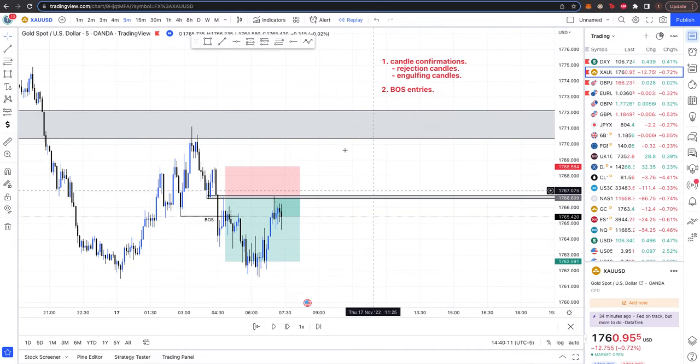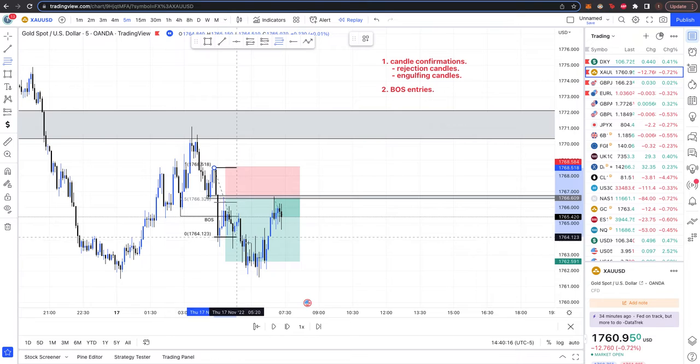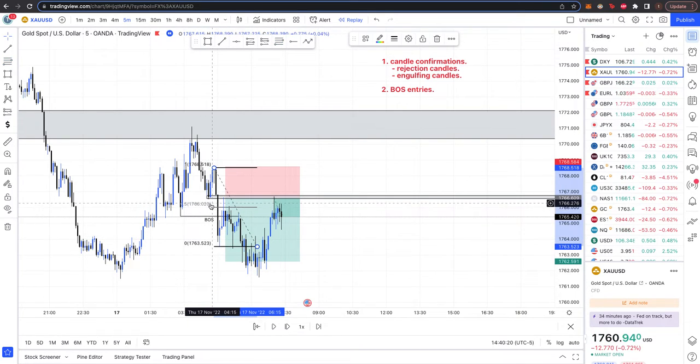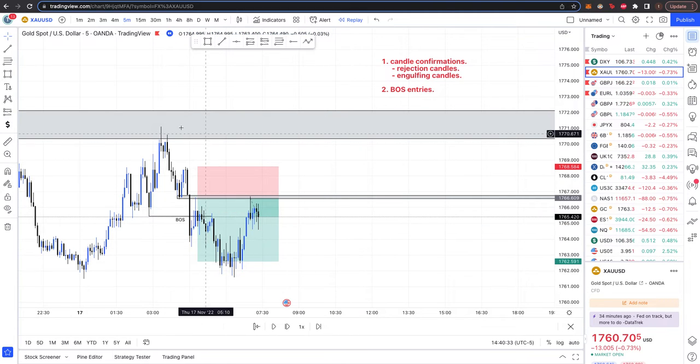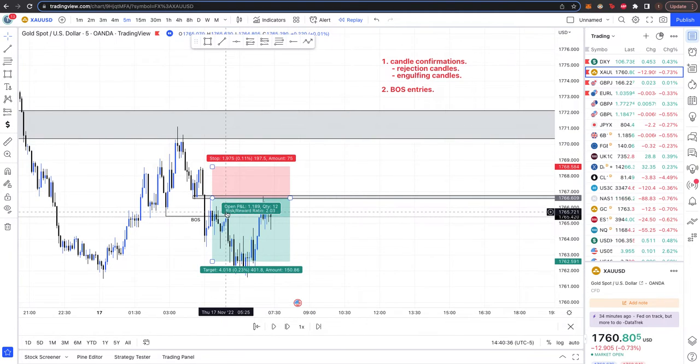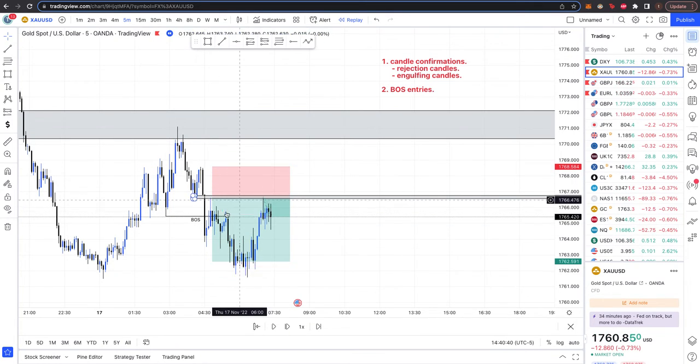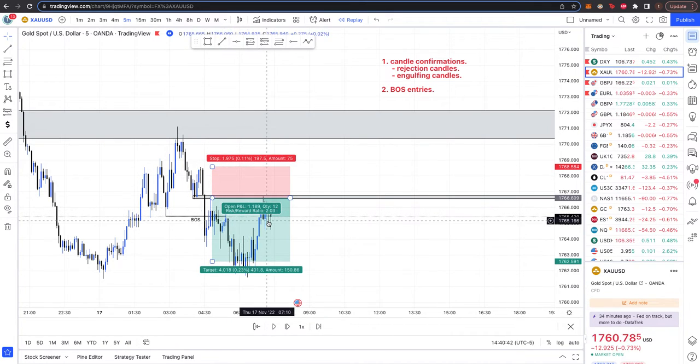So that is the break of structure entry, and the rule that I use is that it has to go above 50% of the fib. That's just a criteria I use to make my trading nice and structured and rule-based. So those are basically two entry techniques. As you can see in this instance, both would have worked out. Neither one is necessarily better than the other. It's down to personal preference, what you like and what you don't like, pros and cons.